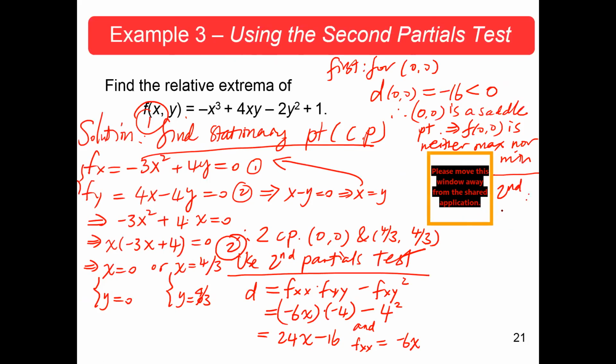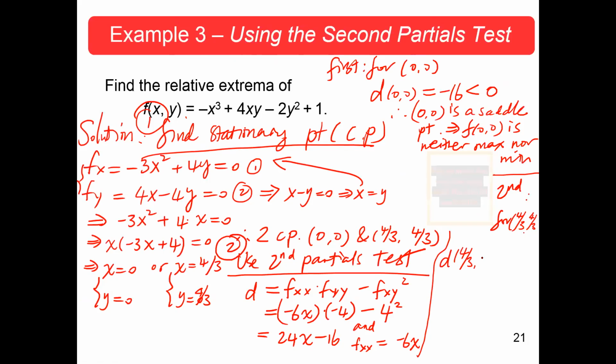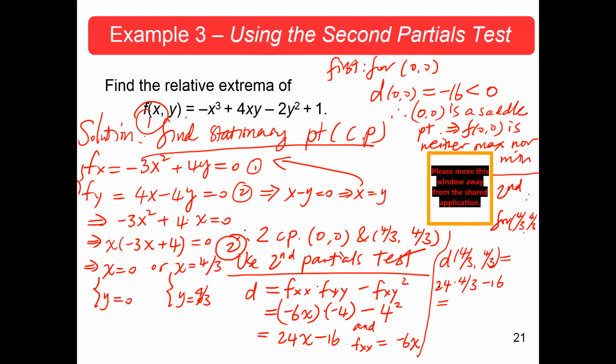Okay, second, let's test the other point that we have, 4/3, 4/3. Hopefully we can get some useful conclusion here. So the D at 4/3: if you plug 4/3 in, I have 24 times 4/3 minus 16. 3 and 24 could be reduced to 8. So 8 times 4, 32, minus 16, which is 16. Okay, good.